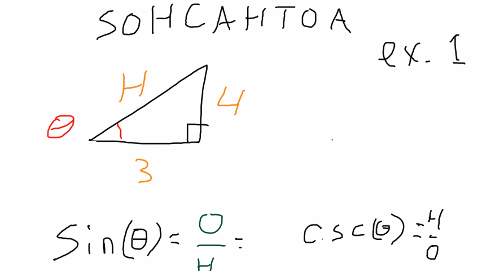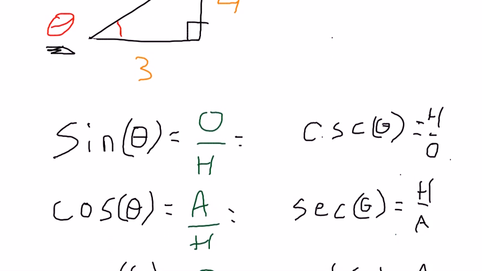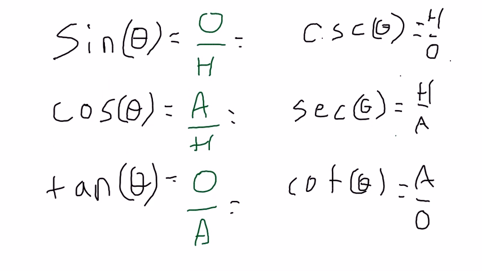So here I have a problem. I have a right triangle that has a leg value of 3 and a leg value of 4, and we do not know the hypotenuse. And we're supposed to figure out what the sine of this angle is, what the cosine of that angle is, what the tangent of that angle is, and the reciprocal functions.